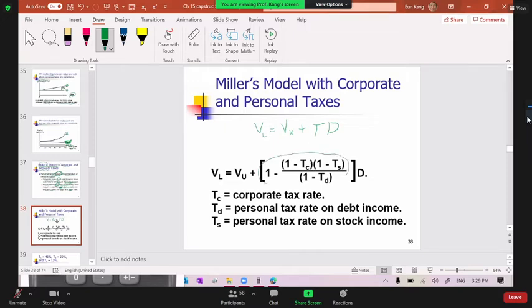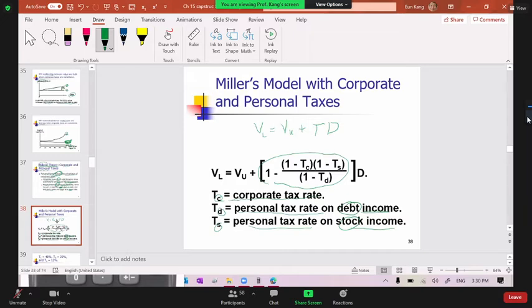But in Miller's model, compared to T, instead of T he has 1 minus (1 minus TC) times (1 minus TS) over (1 minus TD). Now, what is TC? C means corporate tax rate. T means tax and C is corporate. TD means personal tax rate on debt income, and TS is the personal tax rate on stock income. So, (1 minus TC) times (1 minus TS) over (1 minus TD).